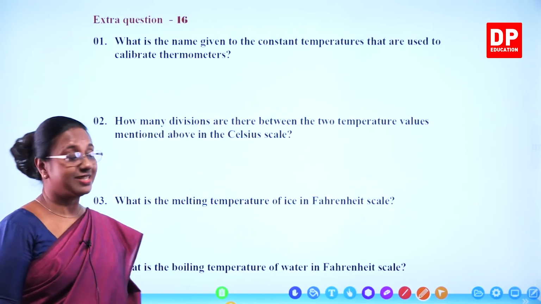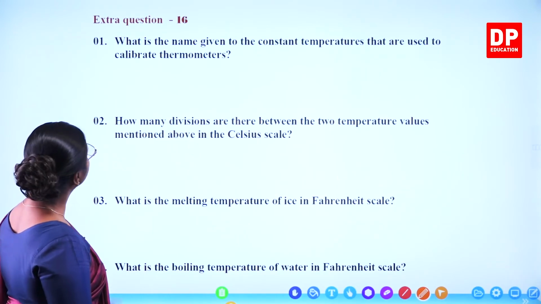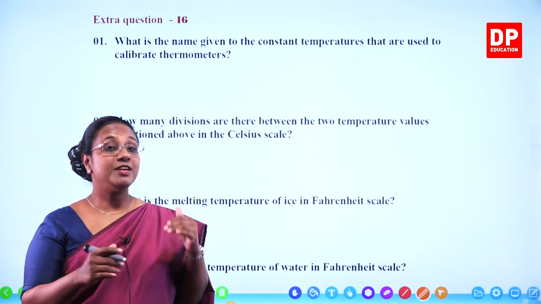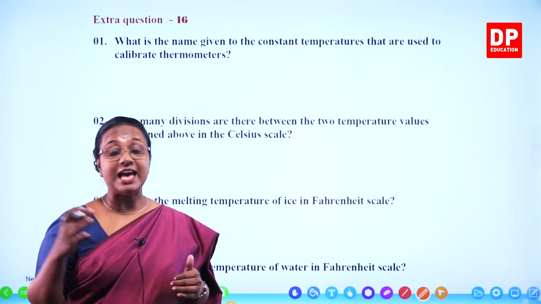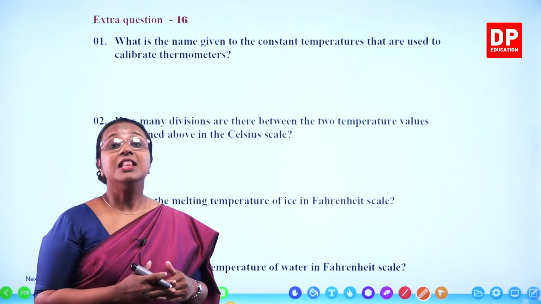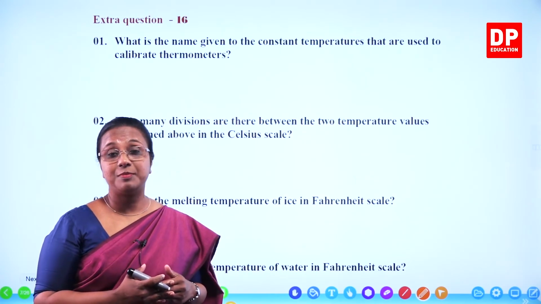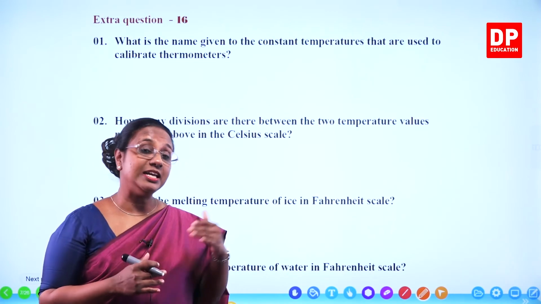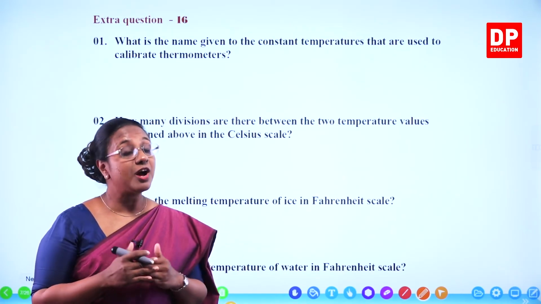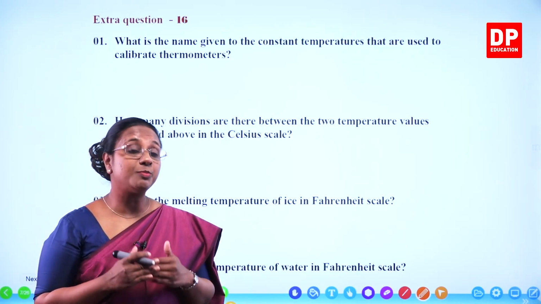Extra question 16. What is the name given to the constant temperatures that are used to calibrate thermometers? So you are familiar with this technique students. We use the melting point of ice at 1 atmospheric pressure, that is 0 degrees Celsius, and then the boiling point of water 100 degrees Celsius, that again at 1 atm pressure, because those values are easily obtainable and also they are constant temperatures. And what do we call those values? Those are the fixed point temperatures or fixed points.